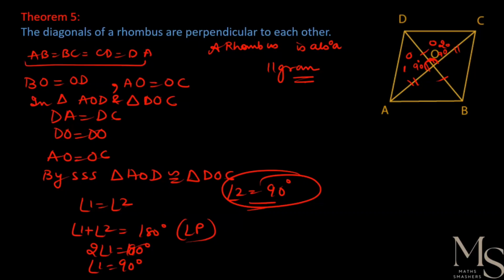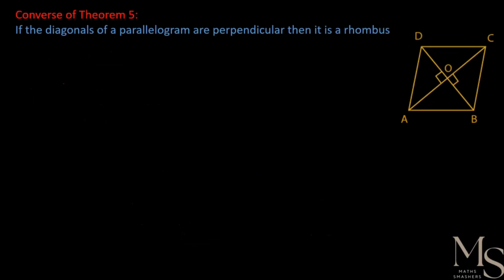They are perpendicular bisectors. That means the diagonals bisect at right angles. Hence, we have proved the theorem. Okay. The next theorem is the converse of the previous theorem. It is given that if the diagonals are perpendicular bisectors, then it is a rhombus.